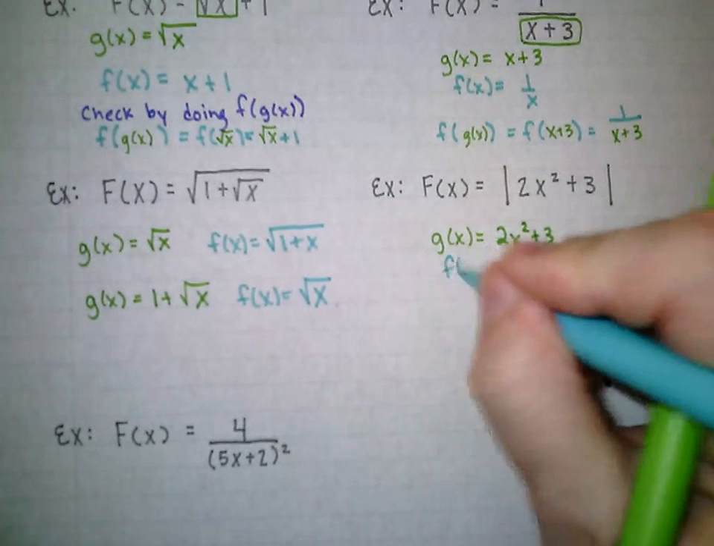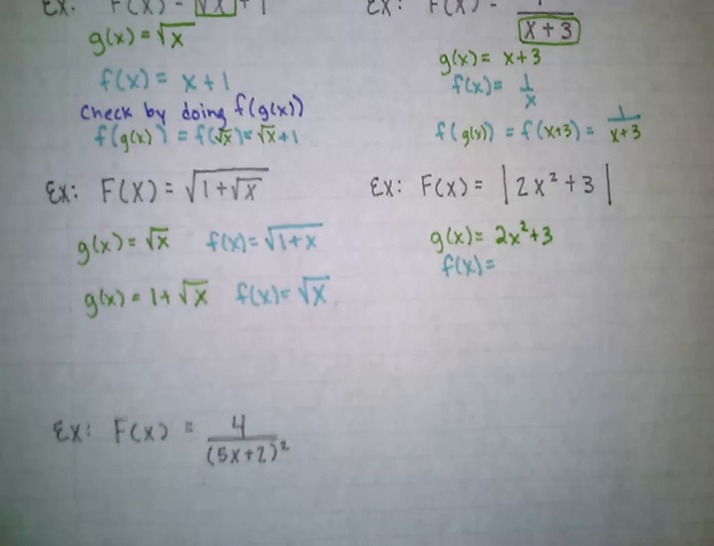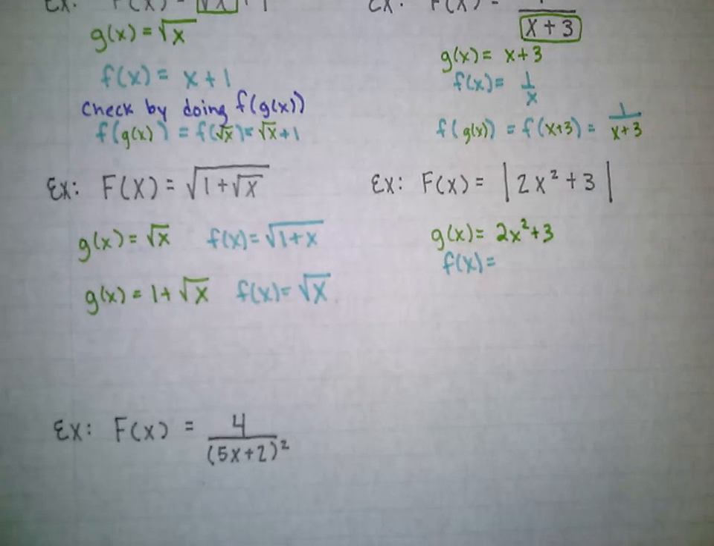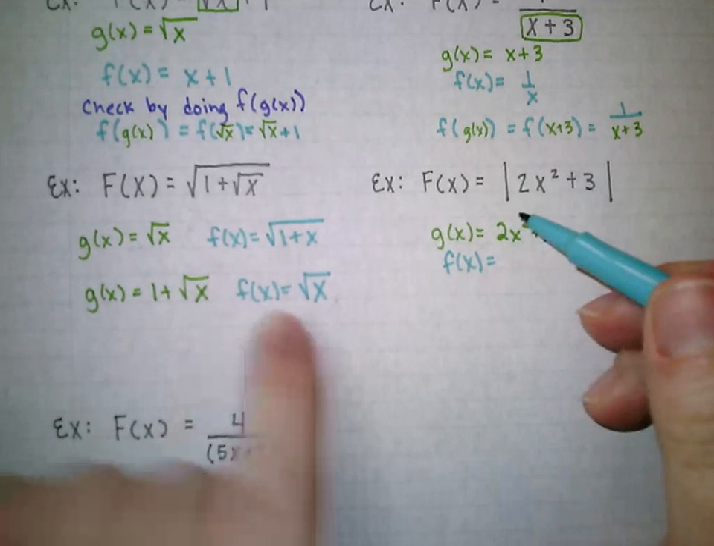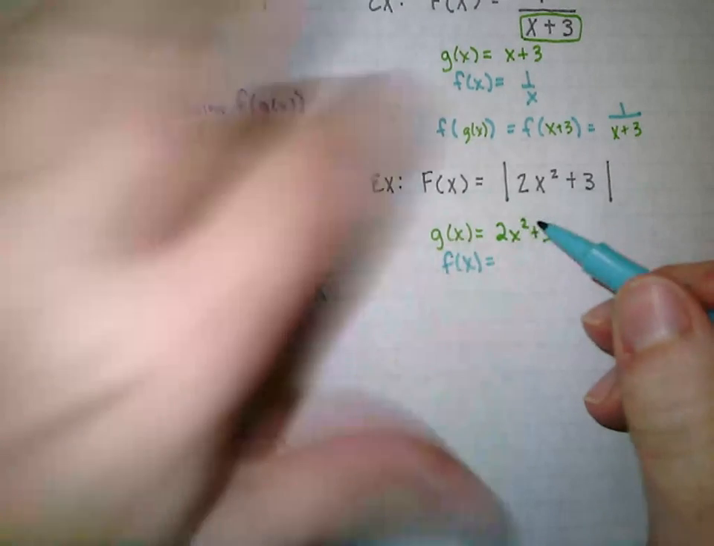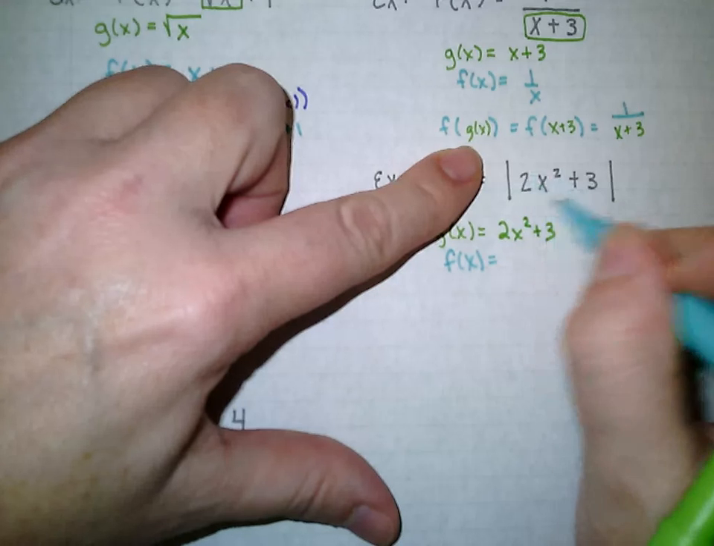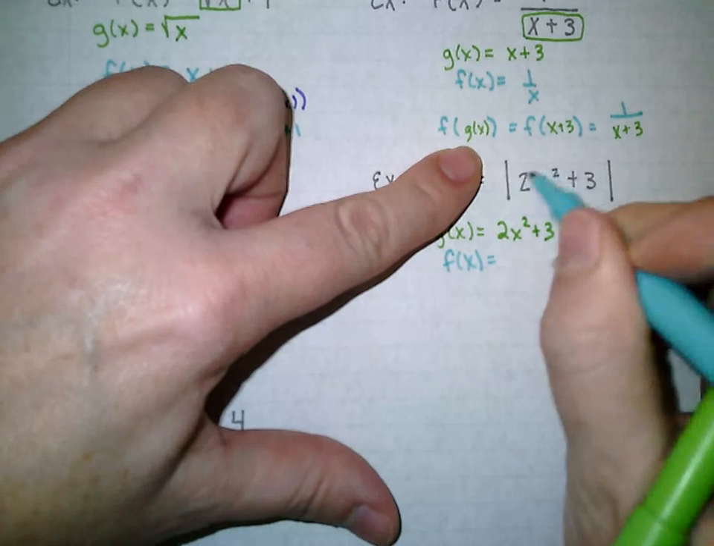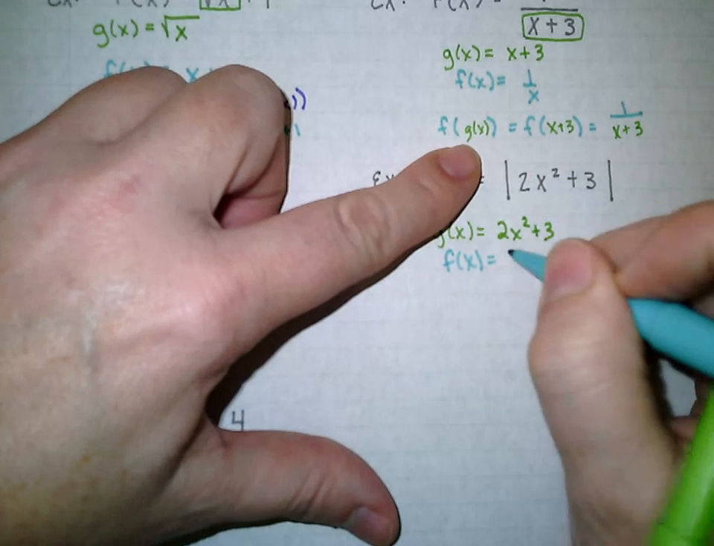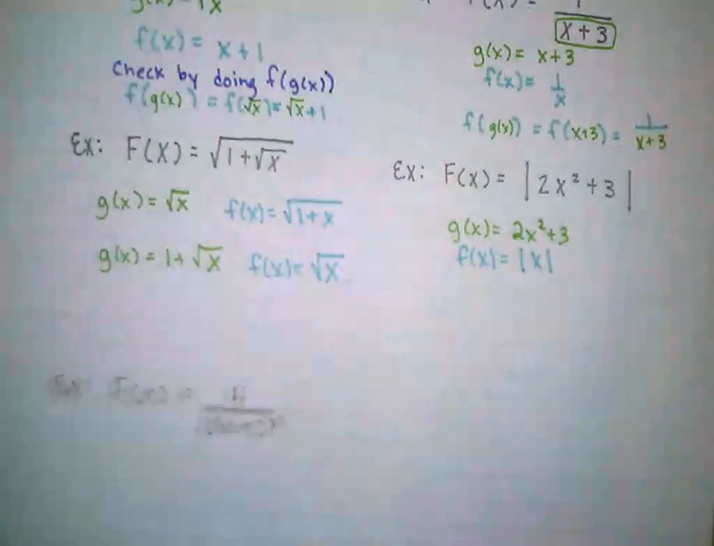then my outside function, I don't know what you call that one. It's not the output function. The input function is g of x. I don't know what you call the other one. So I'm taking that whole 2x squared plus 3 and replacing that with x. So f of x would be square root of x.